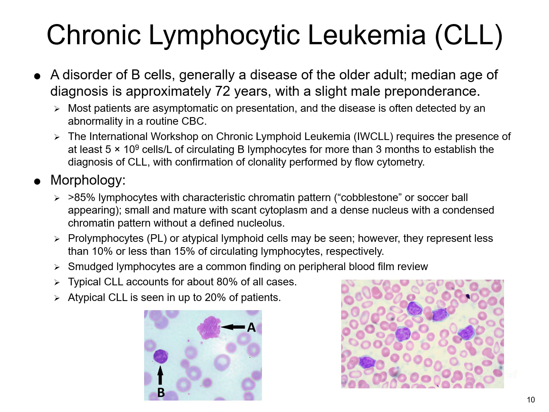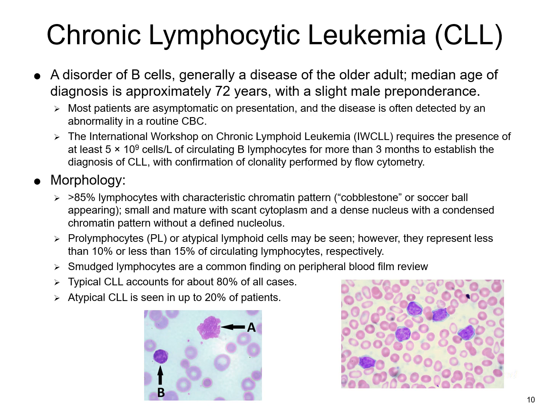Now, most patients are asymptomatic when they are diagnosed. It's often just detected by a routine CBC in which you will see at least 5 times 10 to the 9th circulating B lymphocytes that have gone up that high and stayed that high for at least 3 months before you can actually make that diagnosis. Of course, with the more modern techniques, it can be confirmed by doing flow cytometry.